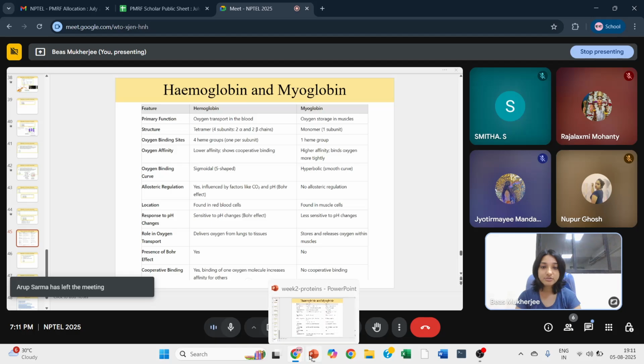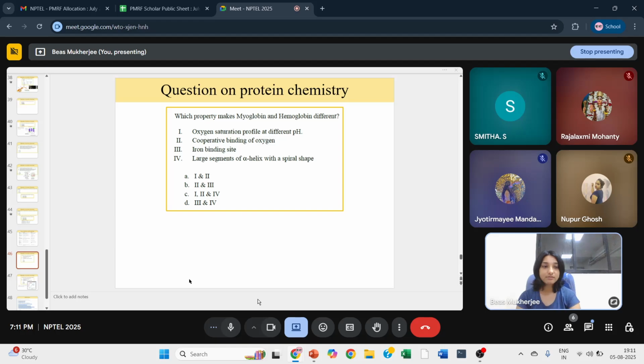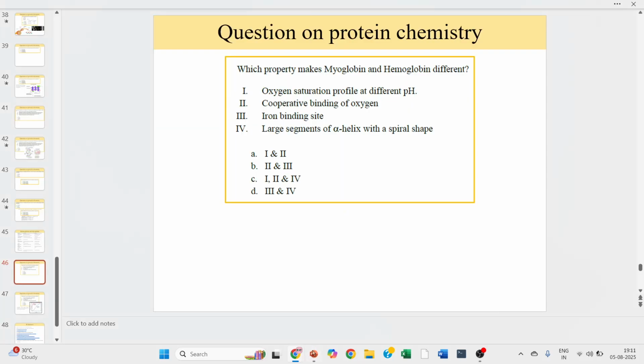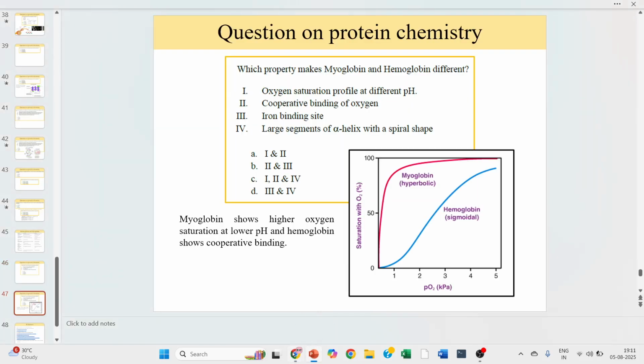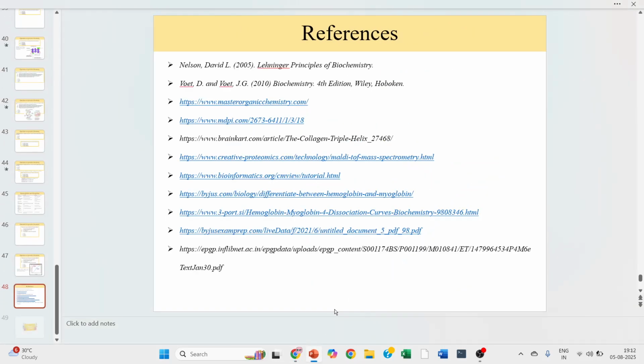So now try to answer this question. Okay, let's see. We can actually look at the answer. So see, it shows higher oxygen saturation at lower pH and hemoglobin shows cooperative binding. So which one would be the right answer? 2 would definitely be there and 1 would be there. So the right answer would be A, because 1 and 2 are there, right? So the right answer would be A.